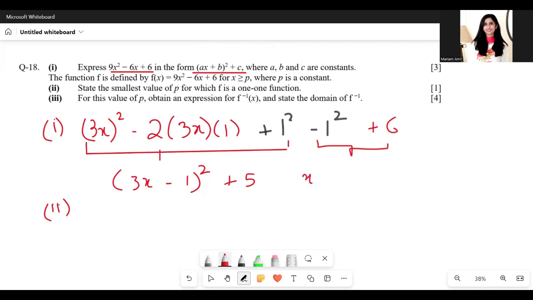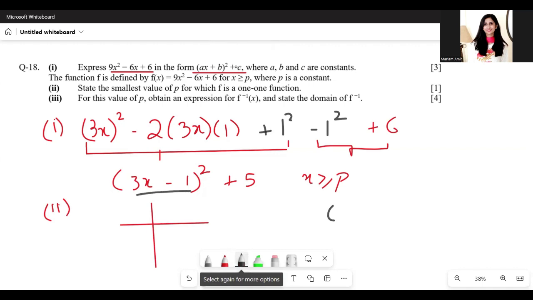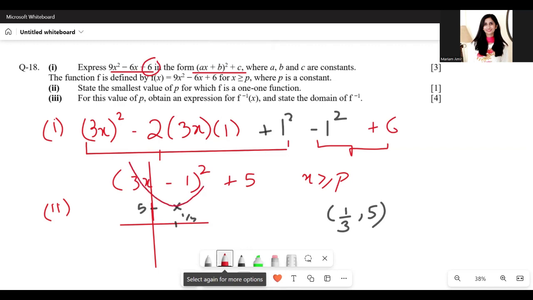Okay, part 2. State the smallest value of p for which f is a one-to-one function. It's saying that now the domain is x greater than or equal to p. Let's first sketch this curve. The turning point: you equate this to 0, so then you get 1 over 3 as x, and y is always this thing. So y is 5. So the turning point is (1/3, 5). So we have a turning point here, and the graph cuts the y-axis at 6. So it's going to be a graph like this.